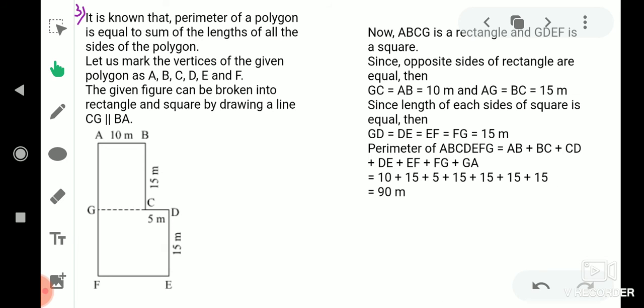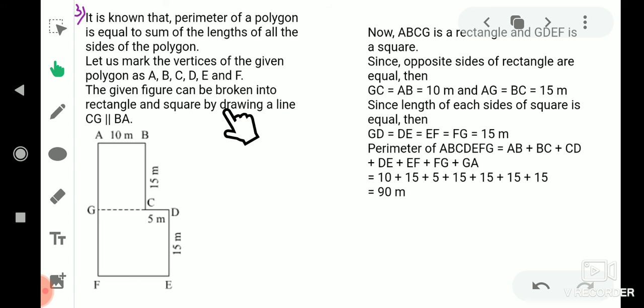It's known that the perimeter of a polygon is equal to the sum of the lengths of all the sides of the polygon. Let's mark the vertices of the given polygon as A, B, C, D, E, F, and suppose this is the point G.